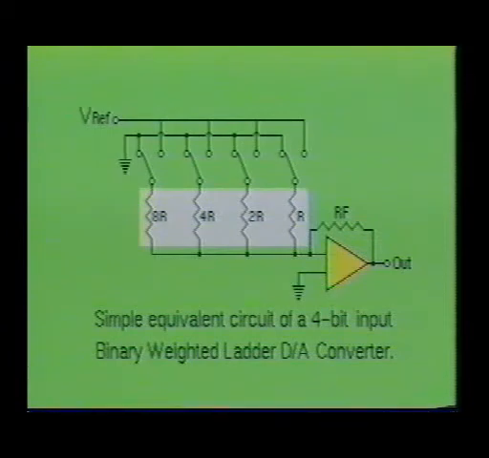Notice that the resistor values change according to the binary system. As the resistors go from right to left, they double in resistive value. Therefore, the resistor labeled 8R will be 8 times larger in value than would be resistor R.